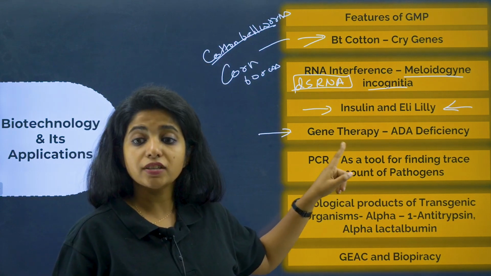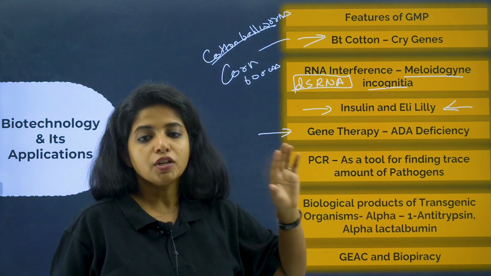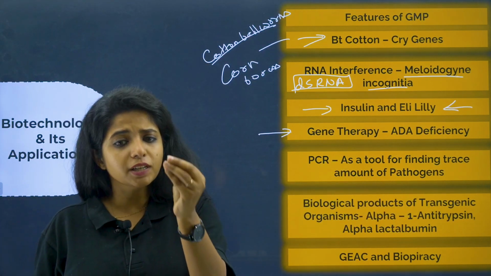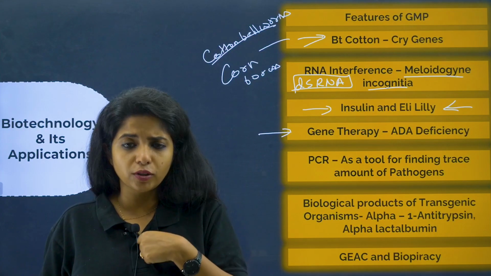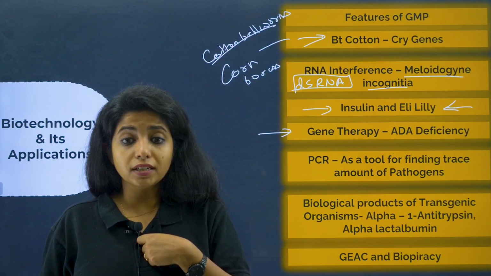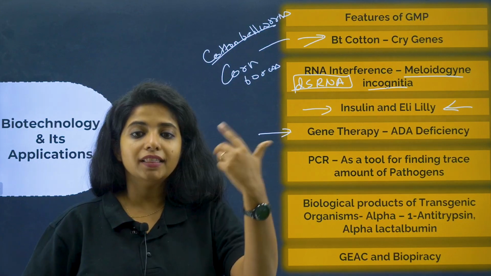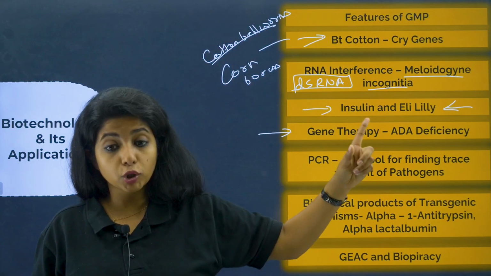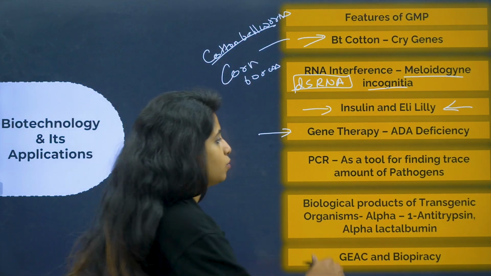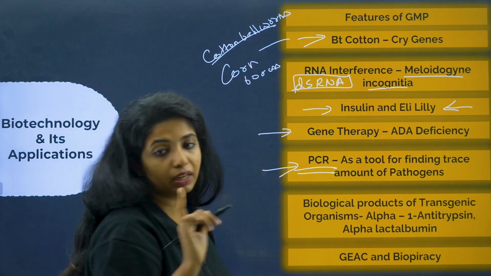Okay, now PCR as a tool for finding trace amounts of pathogens. If you do not know, let me tell you, if you just have a trace amount of pathogens in the body and you still want to find the disease, with the help of PCR you can amplify it, and then you can find, oh, you are actually infected, you have this particular disease. So PCR is one such tool, remember it, very, very important.